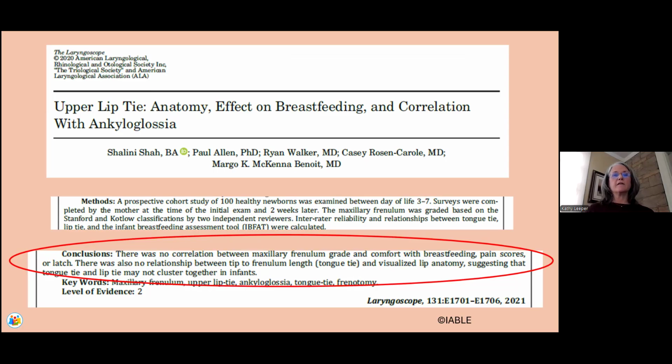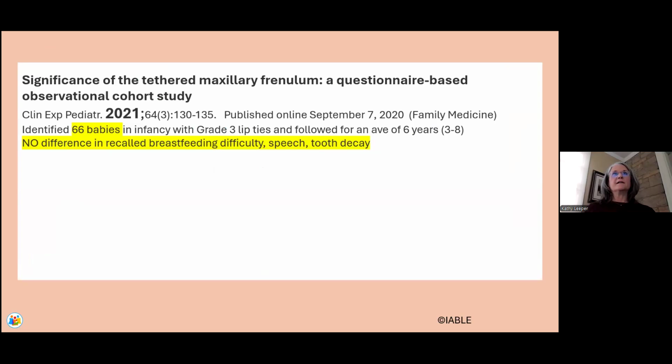This is a study looking at the degree of the lip tie, how far down does it come? And there was no correlation with how severe it was, quote unquote, with their breastfeeding abilities. And one study looking at a questionnaire observational cohort identified lip ties and followed them over time, 66 babies with the most severe lip ties, followed for an average of 6 years, and found no difference in breastfeeding problems, speech problems, or tooth decay.